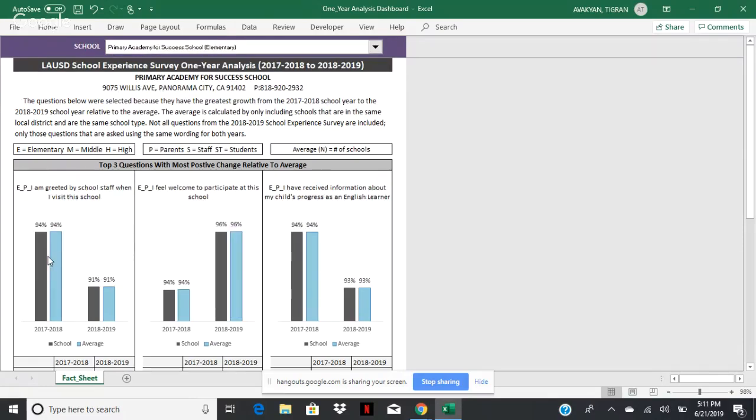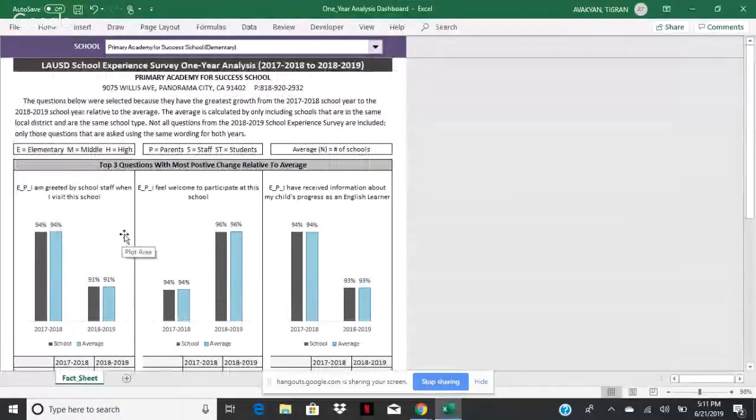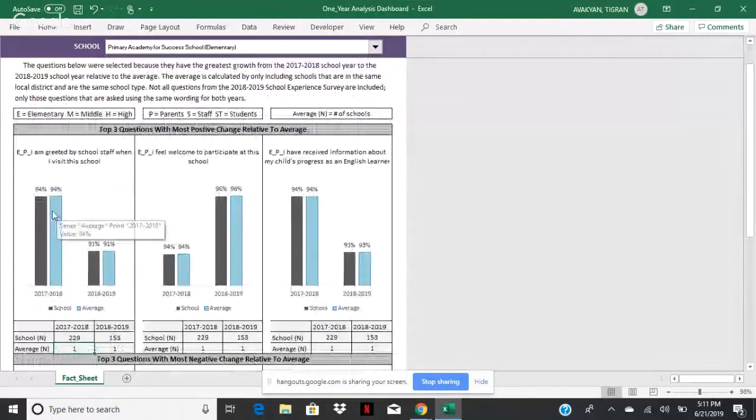In this case, if the average matches the school, that means the sample size is only 1. That means that there was only 1 school within a local district that was the same school type. And for that reason, the average matches the school response.